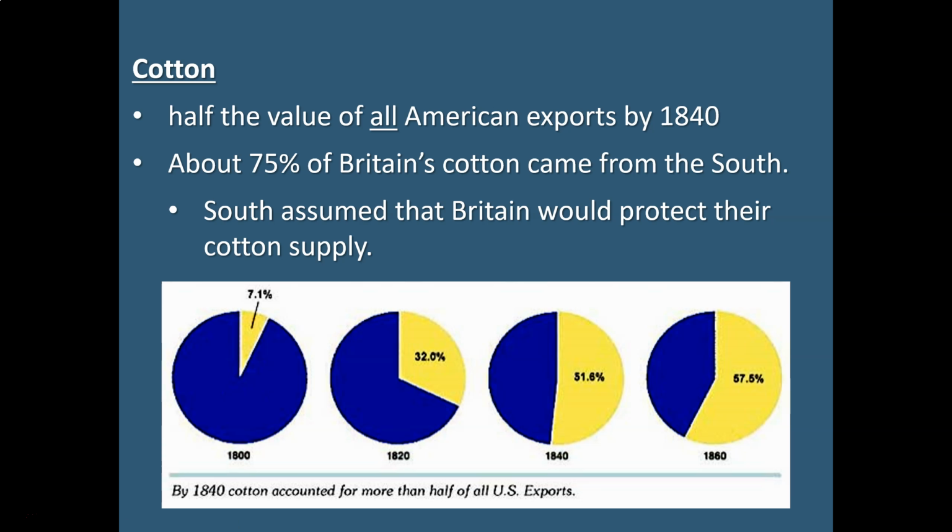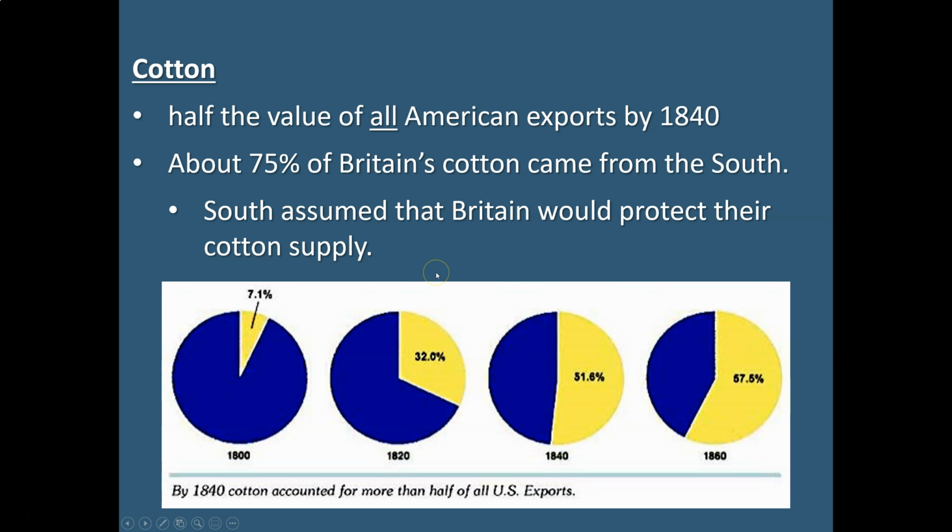By 1840, this is 20 years out from the Civil War, half the value of all American exports was made up of cotton, which is really astounding to think about. One particular product was valued at over half the value of all exports from America. And by the time we get to 1860, you can see that it's even greater. Nearly 60% of all American exports in terms of dollar value was cotton.